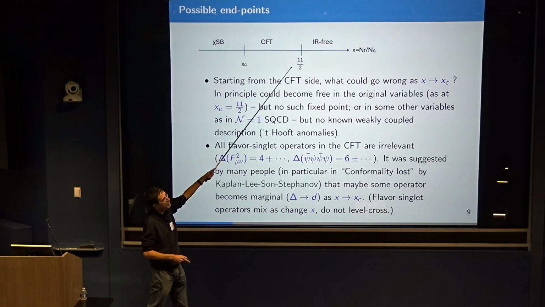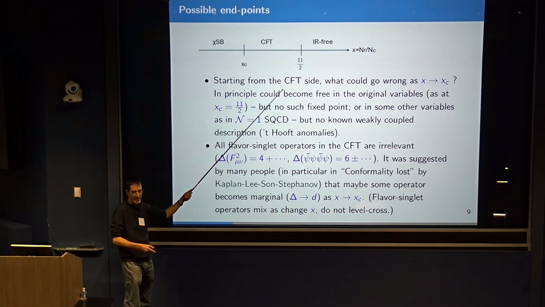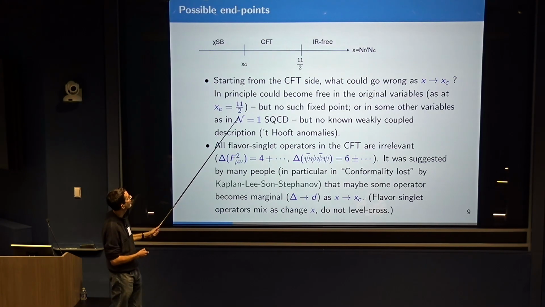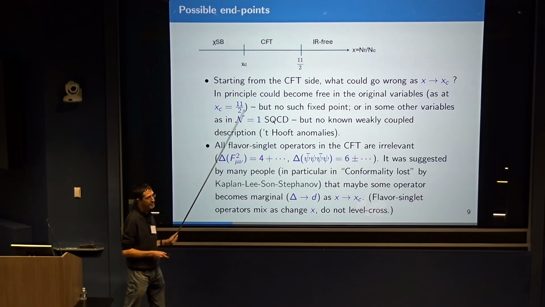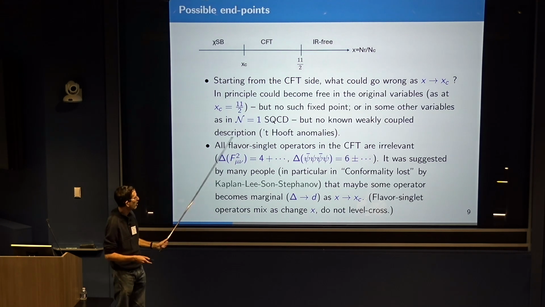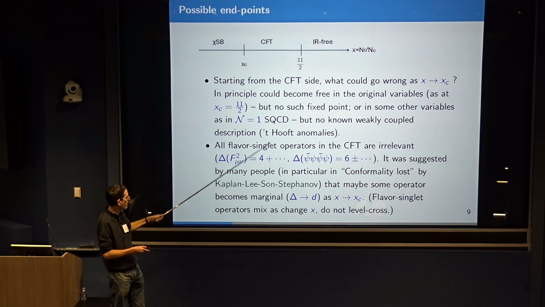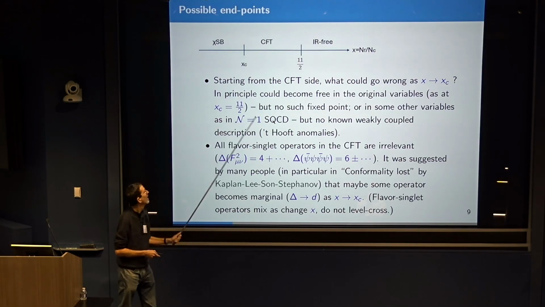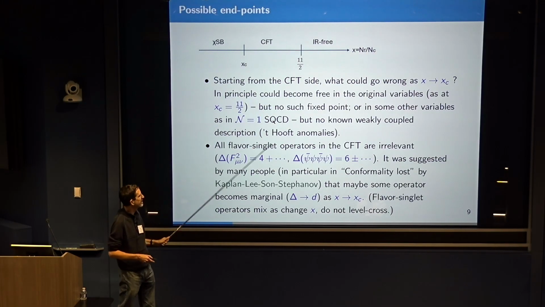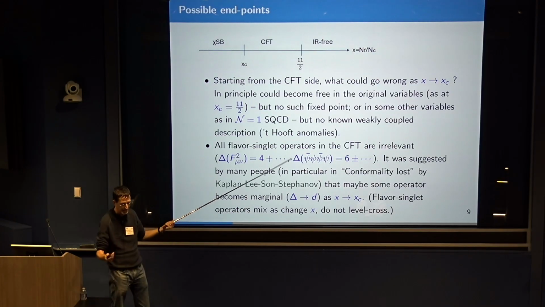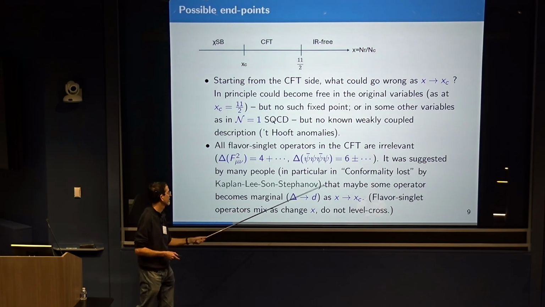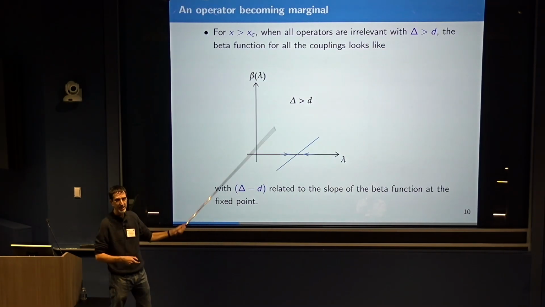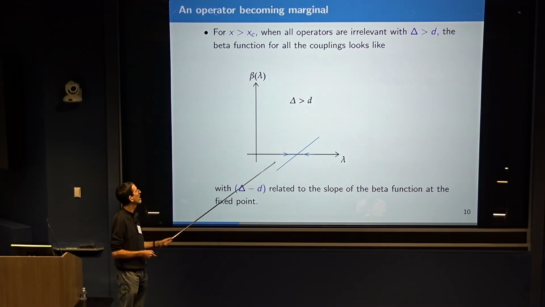And then as we change this parameter x, all of these dimensions are continuously changed, and all these operators mix together. And then one thing that could happen at the end of this conformal window is that possibly one combination of these operators could become marginal, so its dimension could go to 4 in the 3+1 dimensional case. And one could ask what happens then, and this scenario was suggested by many people about the end of the conformal window, in particular in this paper by Kaplan et al. So what happens if an operator goes down in its dimension and becomes marginal?